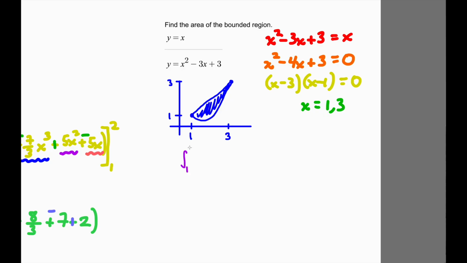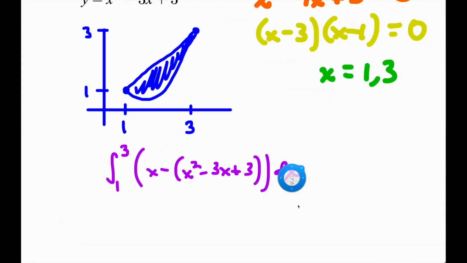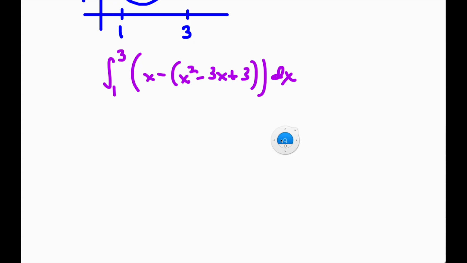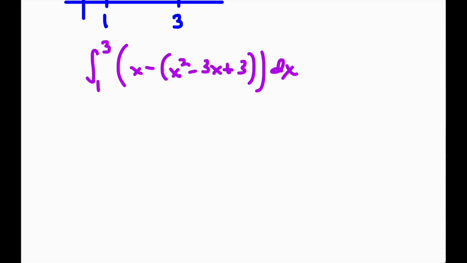So the area is going to be equal to the integral from 1 to 3 of f of x, in this case it's x, because that's the one on the top, minus the function that's on the bottom, which is x squared minus 3x plus 3, dx. Okay, I'm going to zoom in here. From here I'm going to actually simplify first, so I'm going to distribute this negative here. x plus that 3x here becomes 4x. I'm just going to cancel that out and put 4x right here. So now we have negative x squared plus 4x minus 3 here.